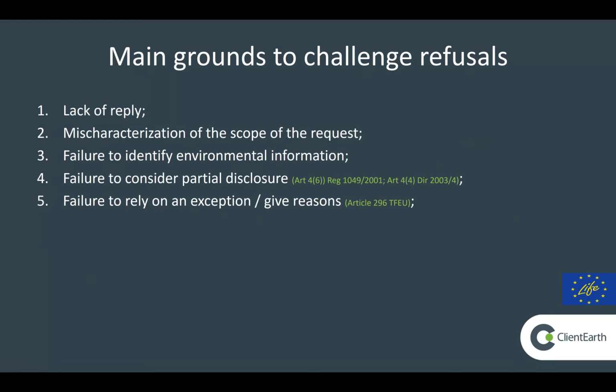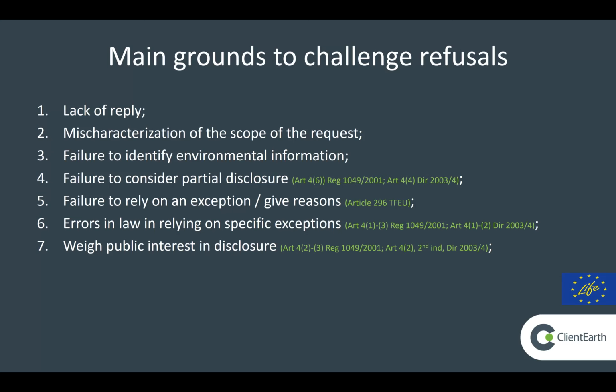So fifthly, and this is the first one of the exceptions that I will afterwards go into some more detail on, there may be a failure to rely on an exception completely or to sufficiently justify application of an exception. And there's a certain threshold to be met there by the authorities. Then there may be an error in law in relying on a specific exception, so that essentially just means that there's a misinterpretation of the exception, or that the authority tends to rely on a specific exception that doesn't apply in a specific case. Again, I will say more about some of the specific exceptions in just a bit. And then there's an obligation to weigh the public interest in disclosure against the exception. So I will say a little bit more about that as well. If authorities completely fail to do that, again, that's a basis to challenge a decision.